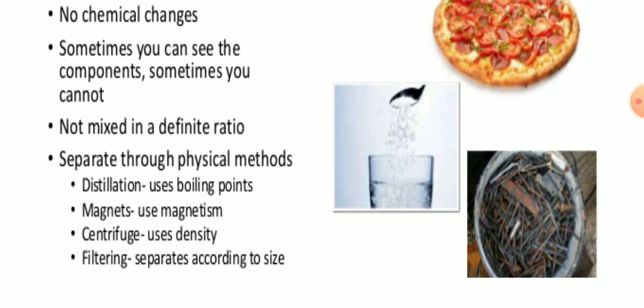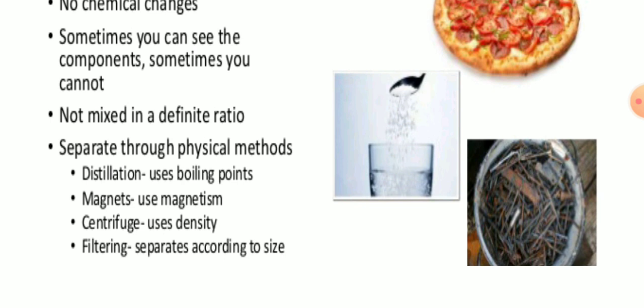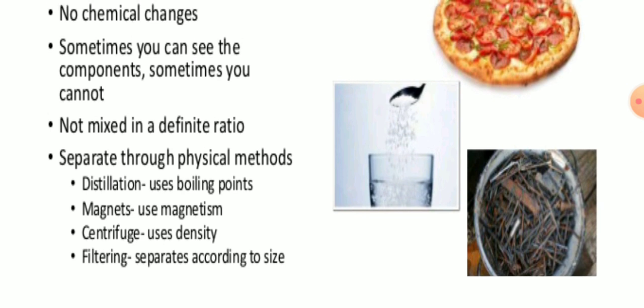Second method is using a magnet. Using a magnet, you can separate two components of a mixture, but one component must have some magnetic property, that is, it must be attracted by a magnet. For example, you can separate a mixture of sand and iron particles. When you keep a magnet near this mixture, you will see the iron particles separating out because iron is attracted by the magnet.